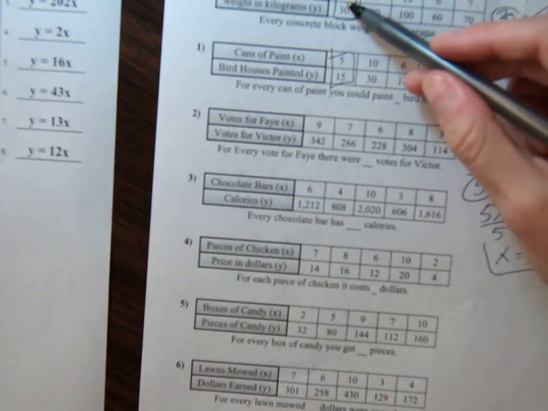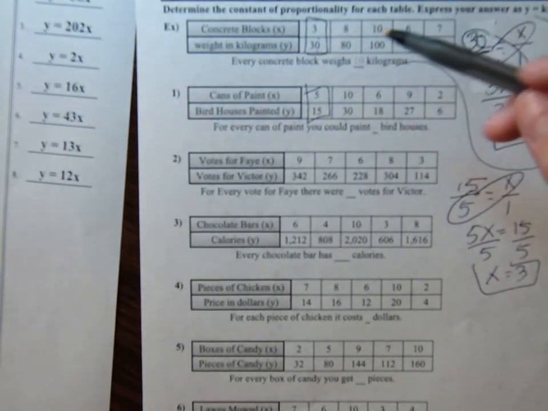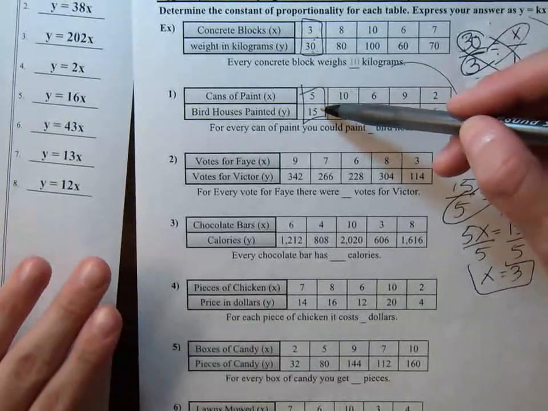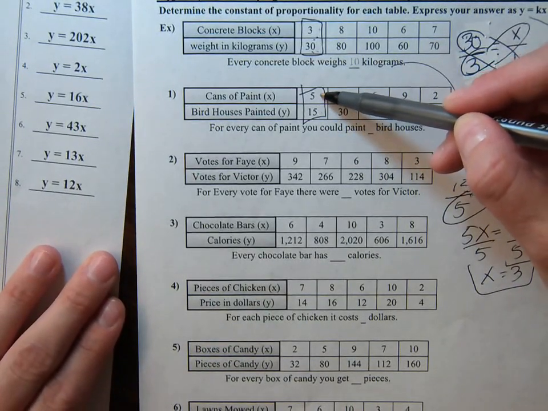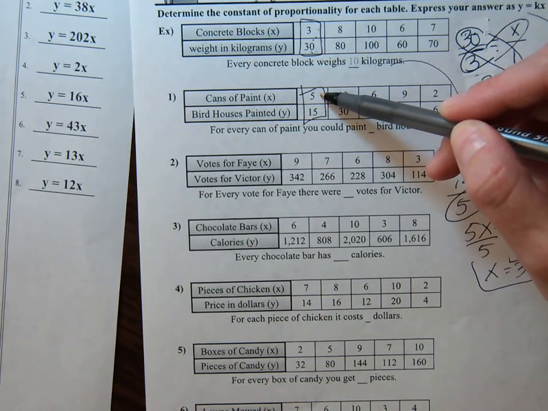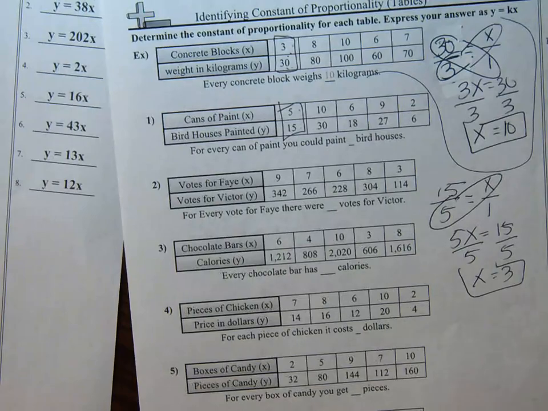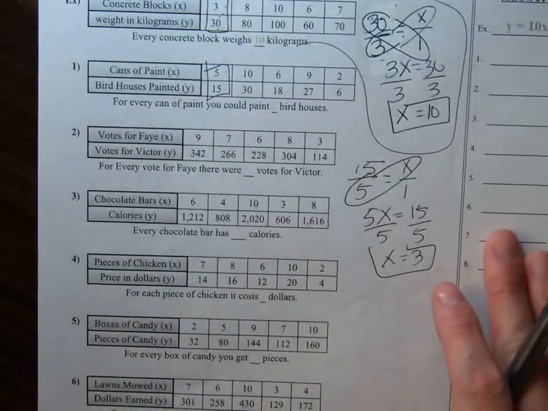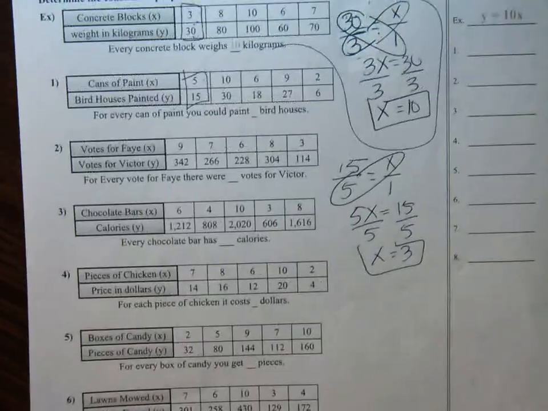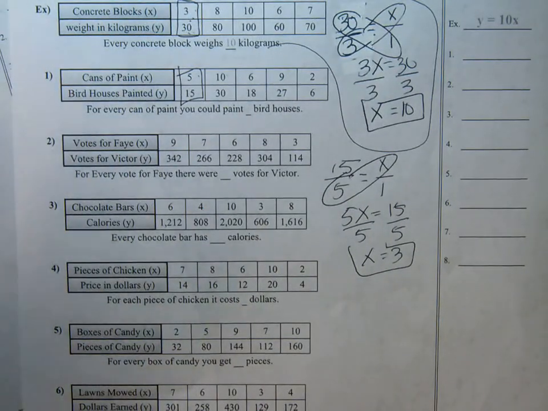What you're pretty much doing is dividing these two numbers. So 30 divided by 3 is 10. 15 divided by 5 is 3 to get your constant of proportionality. You just have to look at one of them and divide them to find your unit rate or your constant of proportionality. Those are the same exact things, and that's how you find the constant of proportionality of your graphs and your tables.